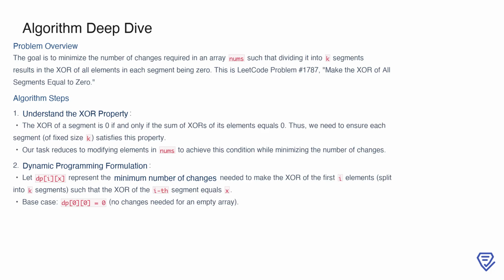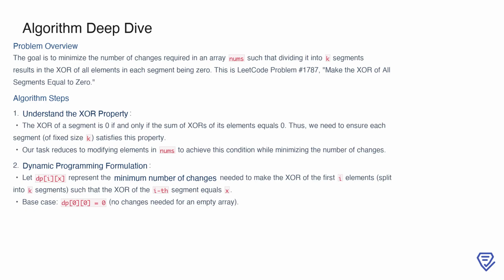In this problem, we aim to minimize the number of changes needed in an array so that dividing it into K segments results in the XOR of all elements in each segment being 0. To achieve this, the first step is understanding the XOR property. When the XOR of a segment equals 0, it means the cumulative XOR of all elements in that segment is balanced. Our objective is to ensure this property is met for all K segments by making minimal changes to the elements in the array. To solve this efficiently, we use dynamic programming.